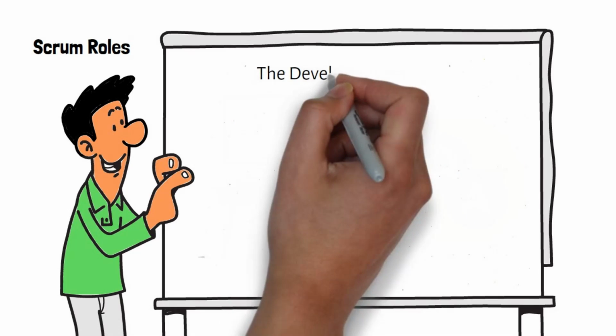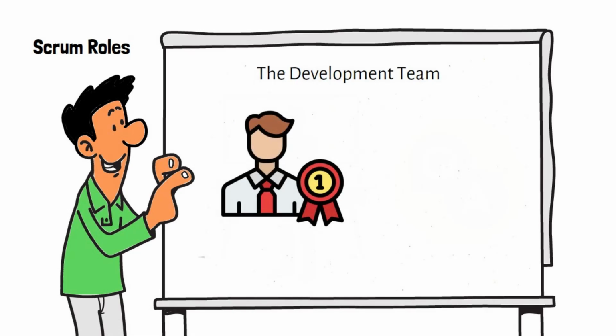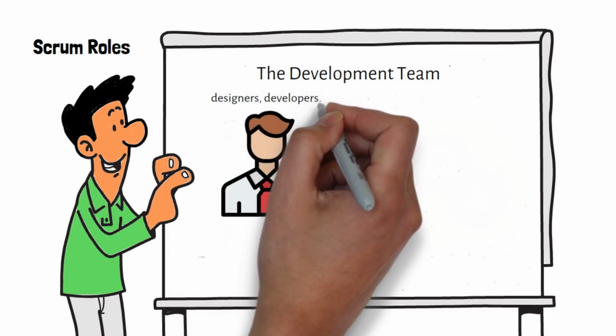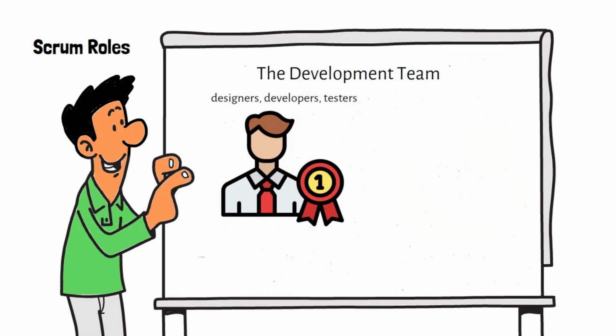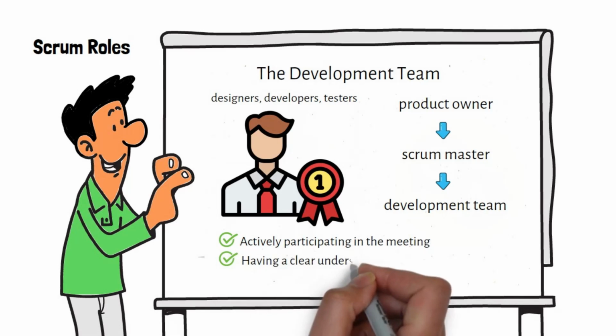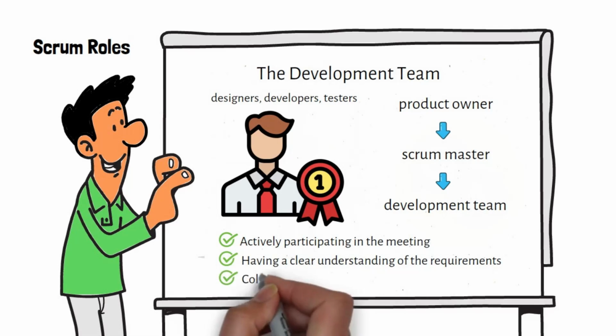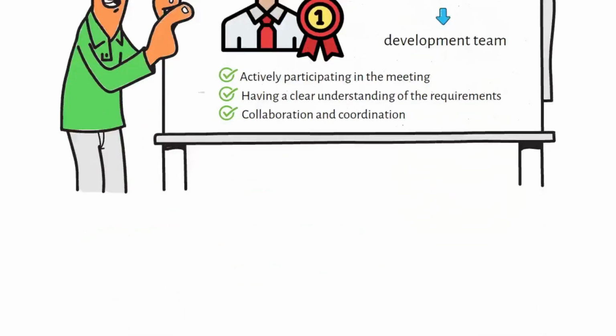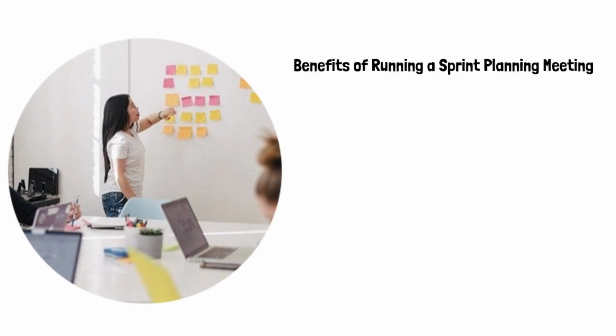The development team. The development team is a group of experts, designers, developers, testers, etc., who will do the actual work or contribute to the product. The product owner sets product backlog items, the Scrum Master guides the team to follow the Scrum framework, and the development team performs the work. What is expected from the development team in a sprint planning meeting? Actively participating in the meeting. Having a clear understanding of the requirements. Collaboration and coordination.